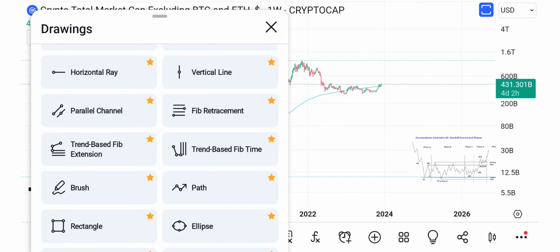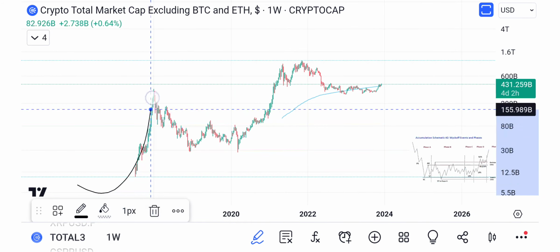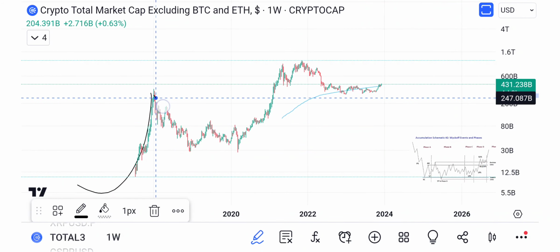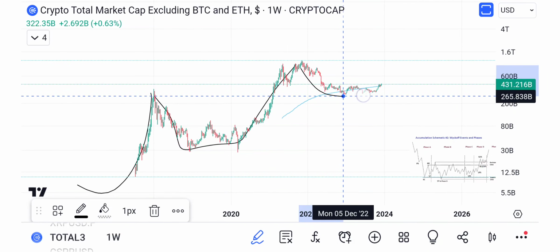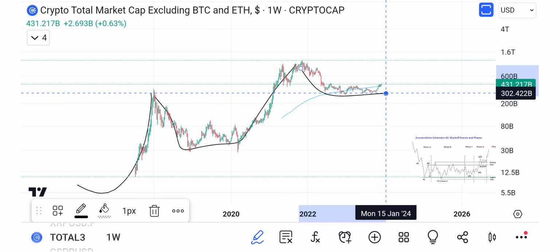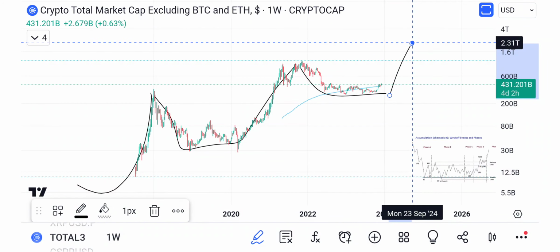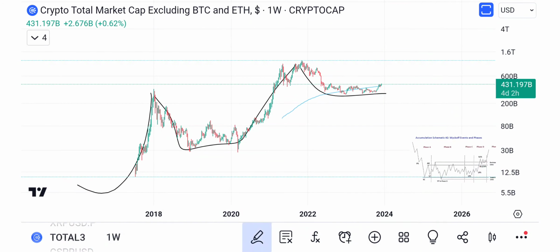Well, we first had our bull run, right? Then we had our bear market. Then we had another bull run. Now we're in another bear market. What happens next? I think you know the answer.